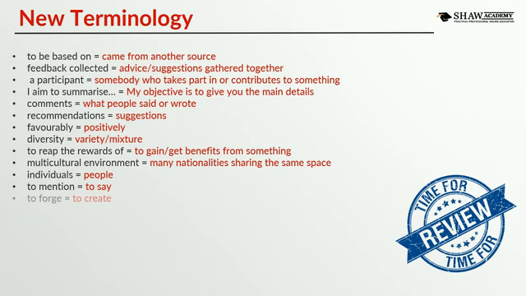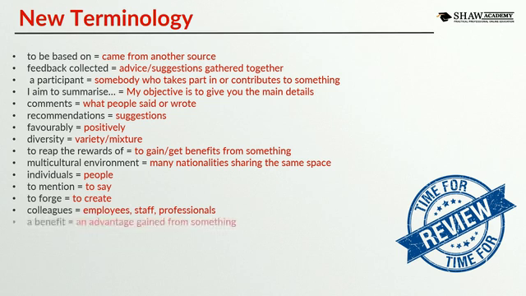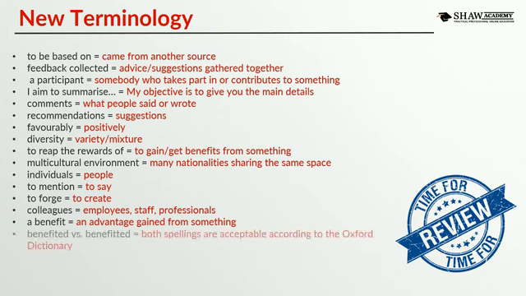To mention is to say. To forge, as we saw in lesson 1, is to create. Colleagues are employees, staff, or professionals that work with you. A benefit is an advantage gained from something. And then look at this: benefited with 1 T and benefited with 2 T's. Well, both spellings are acceptable according to the Oxford Dictionary, okay?